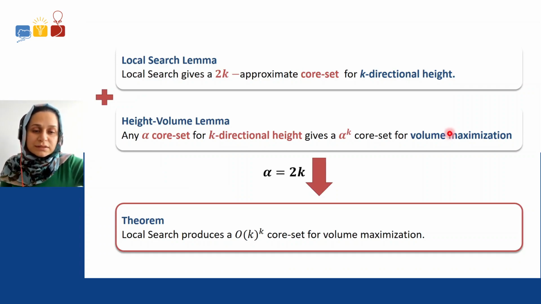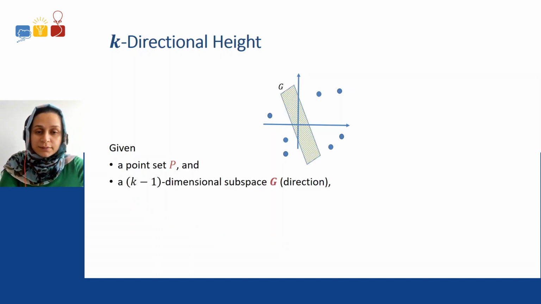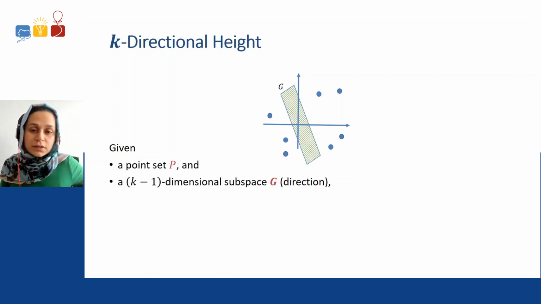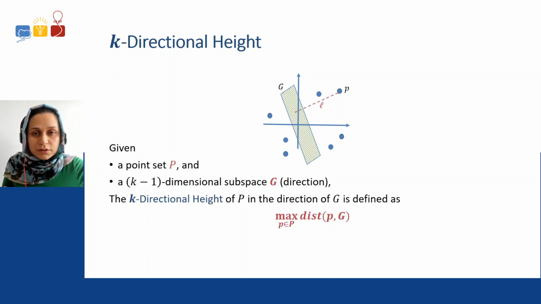Okay, so I will show you these two lemmas, but as I promised, let me first tell you what this k directional height is. It's a very simple notion. Given a set of points and any k-1 dimensional subspace G, the height of these points with respect to this subspace G is simply the maximum distance of all the points to this k-1 dimensional subspace.